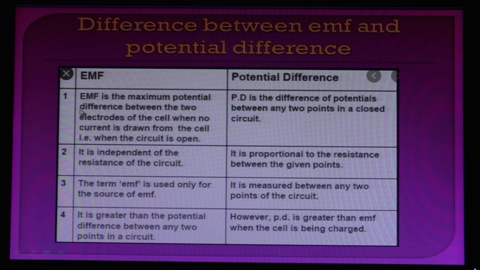because this is giving you the maximum potential difference when the circuit is open, but potential difference is observed when the circuit is closed. And definitely when the circuit is closed, charges flow, and when charges flow, definitely they pass through the resistor, the potential drops. Means there is a wastage of energy. Energy is dissipated. That's why EMF is always greater than potential difference. However, potential difference is greater than EMF when the cell is being charged.